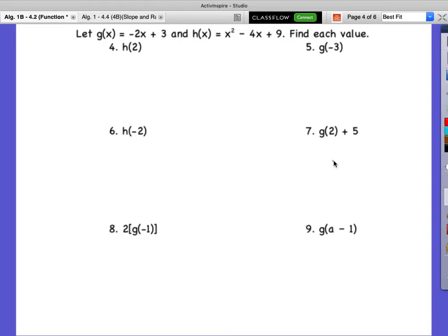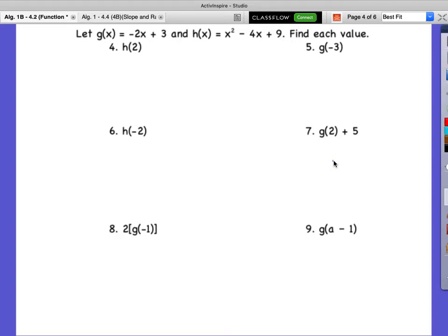So on number 4 here, Tony, if you had to guess which of the two functions we'd use, g or h, which one do you think we're going to use on number 4? H. Why do you think h? I don't know. What's number 4 say? It says h of 2. So if it says h of 2, are we going to use the function g? No. Which function are we going to use, Caden? H. So we're going to take 2 and plug it in anywhere we see x here.